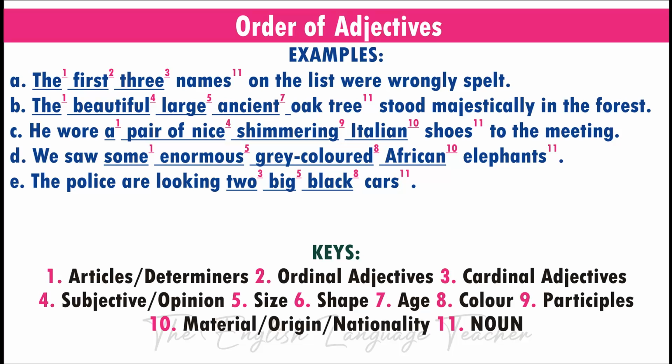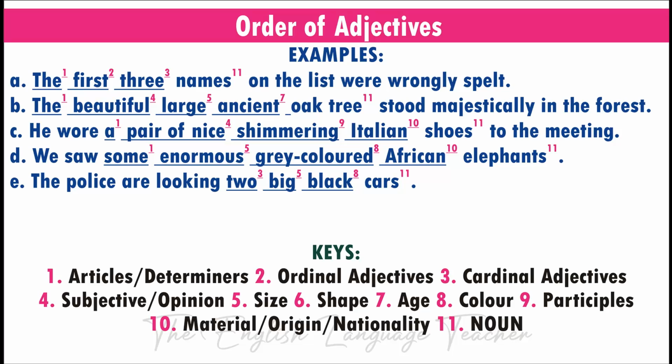Example B. The beautiful large ancient oak tree stood majestically in the forest. In this case, there is number 1, article. Beautiful is number 4, that is opinion or subjective adjective, followed by adjective of size, which is number 5, then followed by age, which is number 7, then oak tree is the noun, number 11. So look at the arrangement: 1, 4, 5, 7, 11. So lower number comes first, then higher number comes later. That is the arrangement. The beautiful large ancient oak tree stood majestically in the forest.